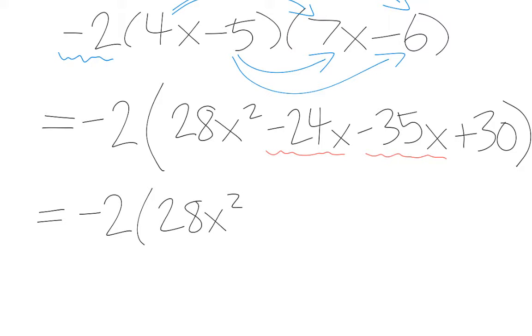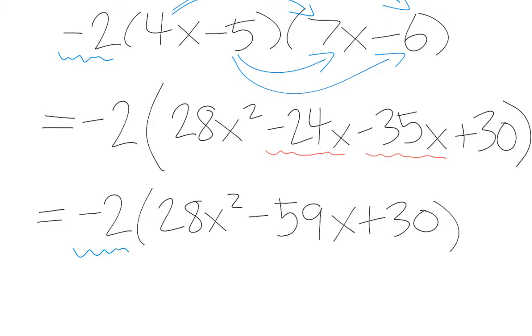Negative 24x subtract 35x is negative 59x, and the 30 stays the same. Now we have to deal with this negative 2. Since this negative 2 is in front of a pair of brackets, that means we have to use the distributive property. Therefore, this negative 2 multiplies everything within the brackets.